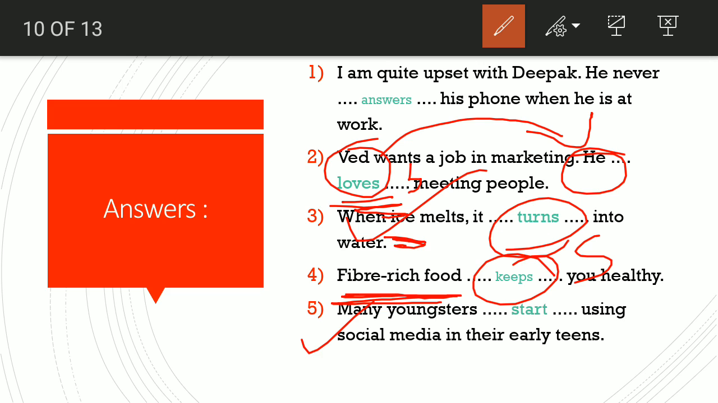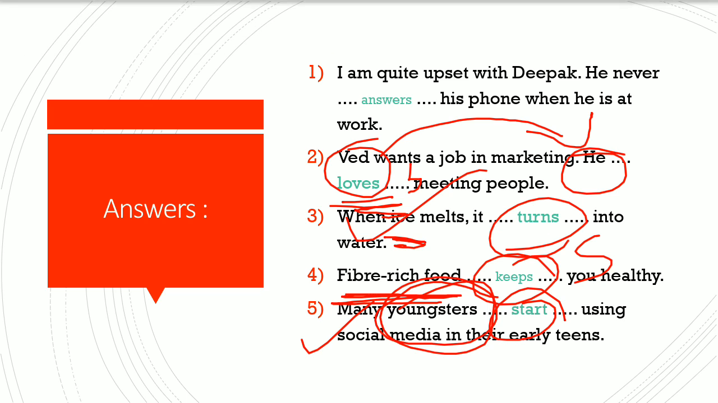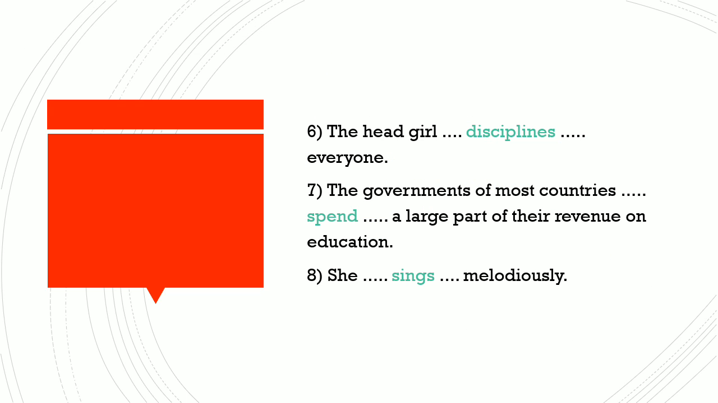Number 5, many youngsters start using social media in their early teenagers. See, we have not added s here. Why? In the verb we have not added s because here we have a plural subject. Okay, look at the other answers.